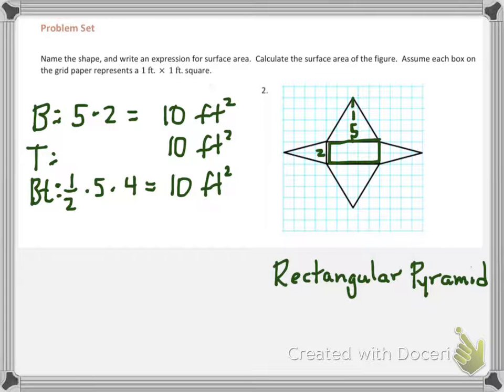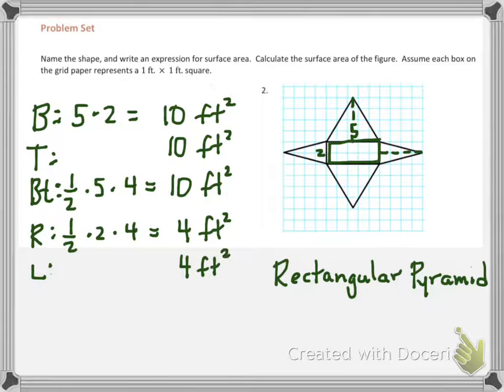And then let's do the triangle on the right side and the left side. The right side and the left side, well, that's a 2 by 1, 2, 3, 4. So that's a 2 by 4. So it's 1/2 times 2 times 4, and half of 8 is 4. So that's 4 square feet, and so is the left side. And then we add them all together. So 10, 20, 30, 34, 38 square feet is the surface area of the rectangular pyramid.